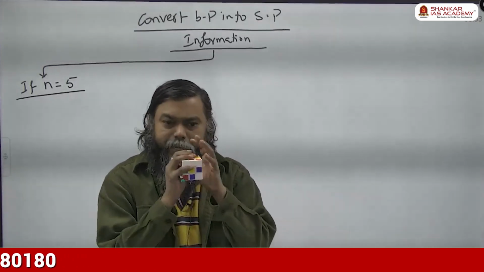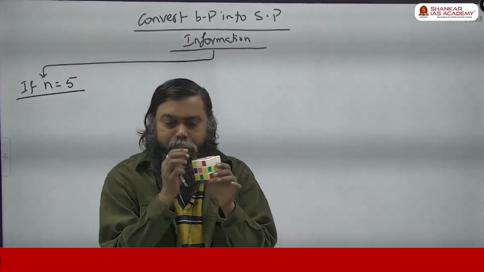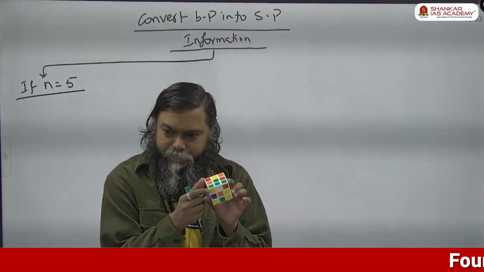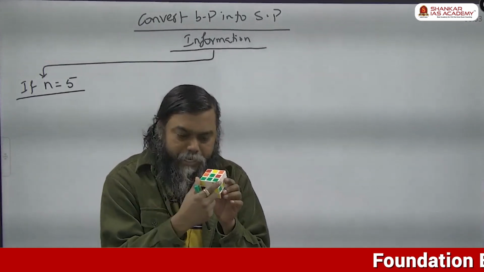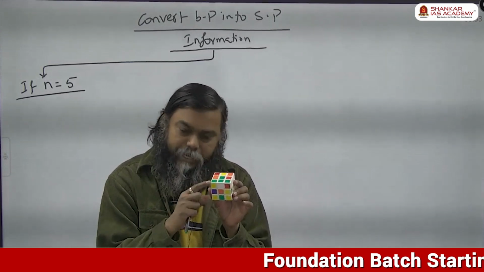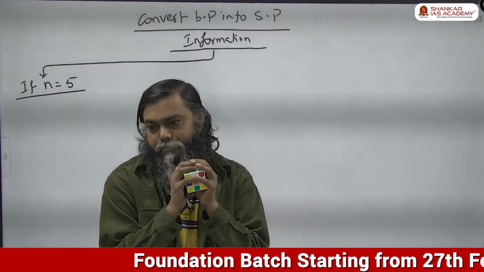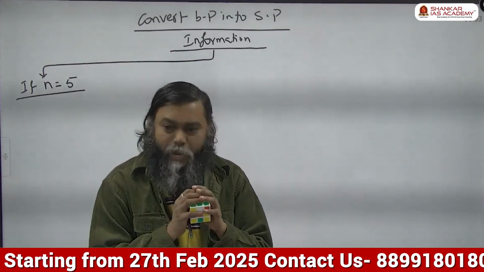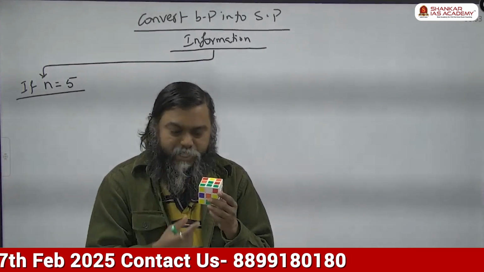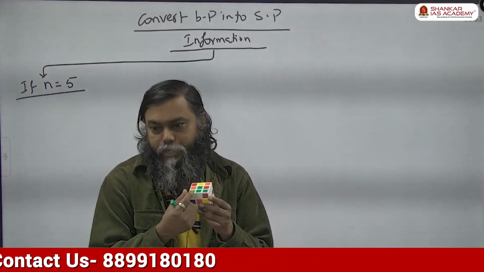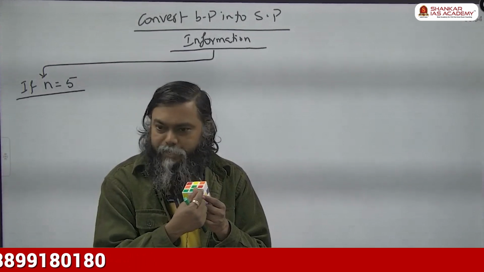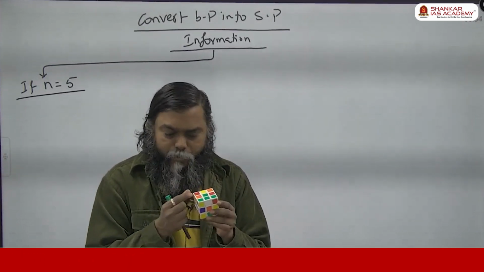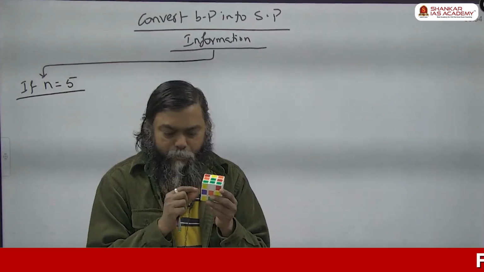Now, what is the dimension of the bigger piece? How many pieces in length? 3. Breadth? Height? 3 into 3 into 3. That is the bigger piece dimension. Why am I saying 3 into 3 into 3? Because the smaller piece dimension is 1 centimeter, 1 centimeter, 1 centimeter.